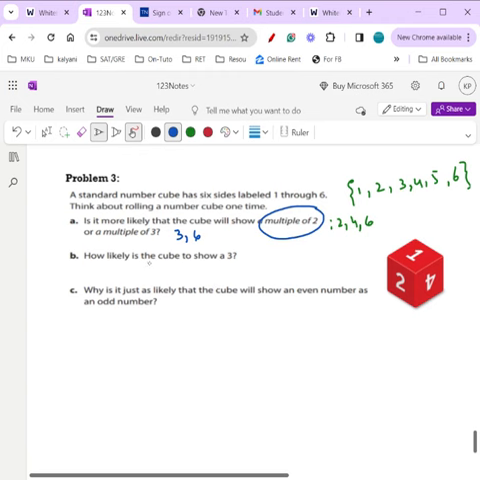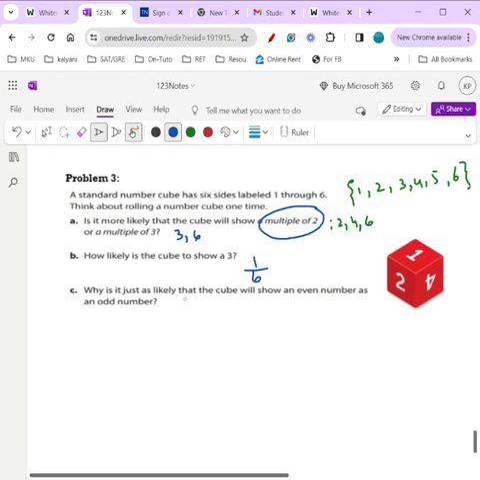Next, how likely is the cube to show a 3? 3 is one of the numbers, but the total outcomes are 6 when you throw the dice. So it's going to be 1 out of 6.